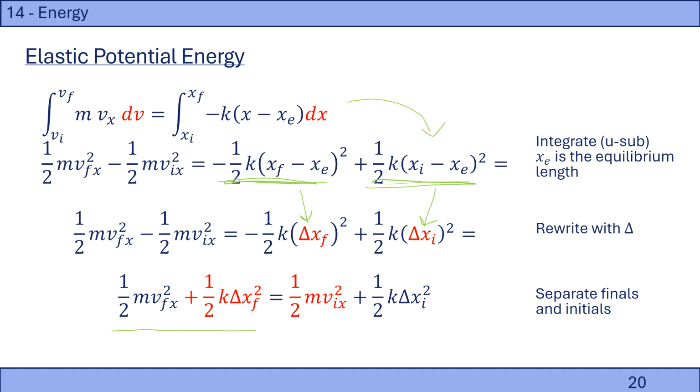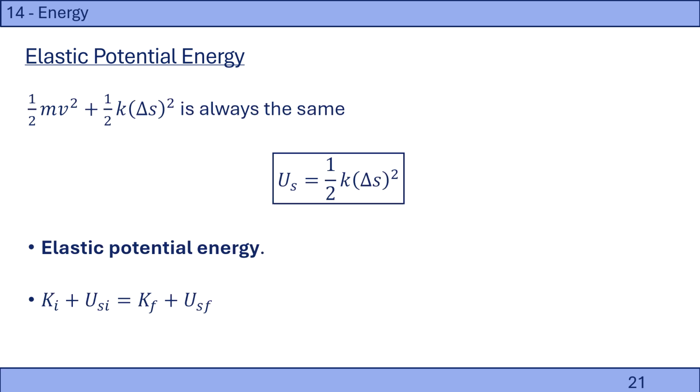And look at what we have. 1/2 mvf squared. That sounds like the kinetic energy. Plus 1/2 k delta xf squared equals 1/2 mvi squared plus 1/2 k delta xi squared. So we have the same exact formula, 1/2 mv squared plus 1/2 k delta x squared, on both sides. Same exact formula, except one is all initials and one is all finals. And so that's how we can say we have a conserved quantity. This is always the same, so that is conserved.